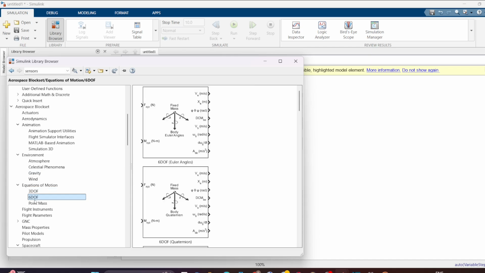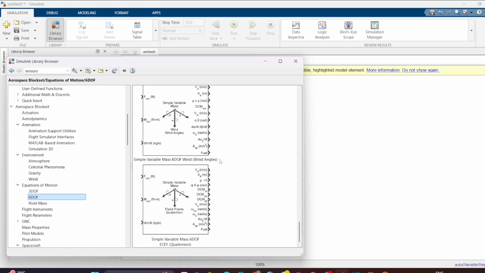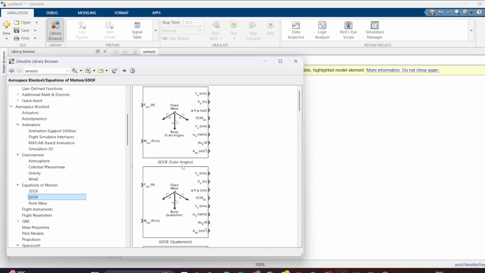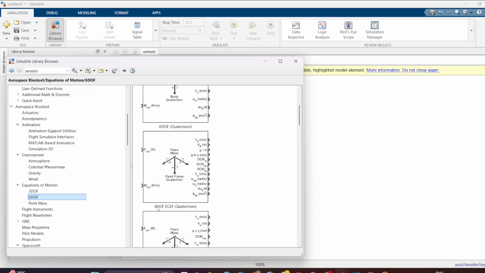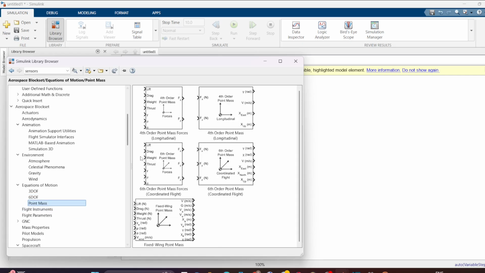Then we have 6DOF blocks. In 6DOF, there are many blocks also. You can see them by pausing the video. Like the first one is 6DOF Euler angles, then 6DOF quaternion, then we have 6DOF ECEF quaternion, and the others. Then we have the point mass block. In point mass, we have fourth order point mass forces, fourth order point mass, and the other blocks.